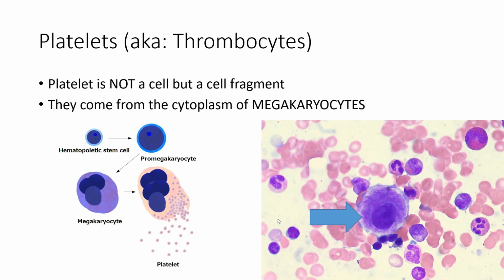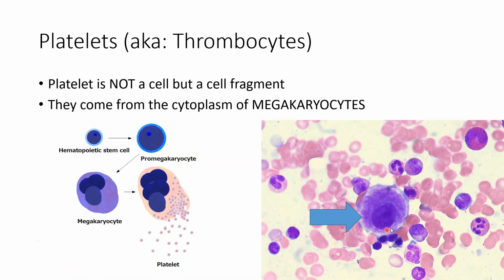So platelets are also known as thrombocytes. A platelet is not actually a cell. It's kind of like a red blood cell. Red blood cells don't have a nucleus. Platelets don't have a nucleus. So what's happened is these megakaryocytes, which are huge.